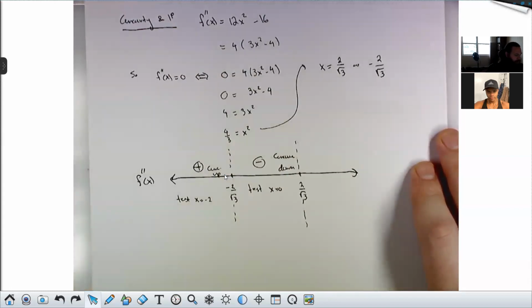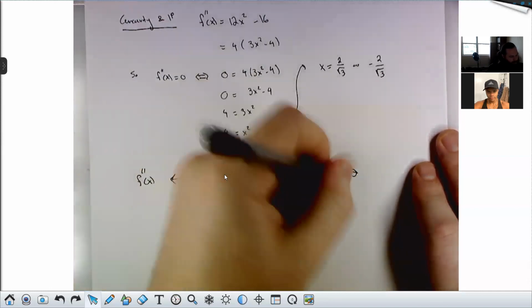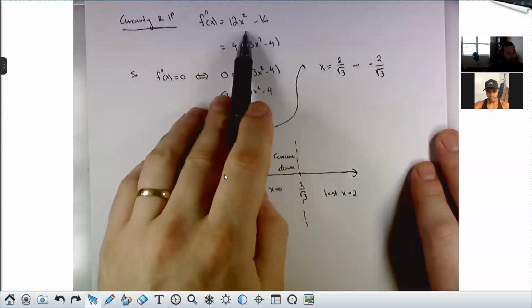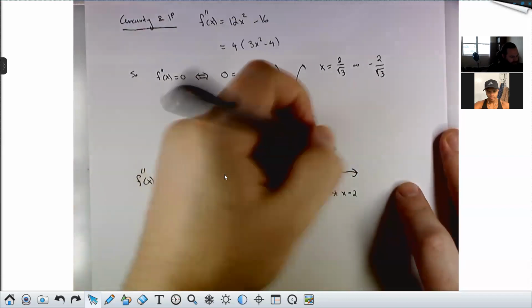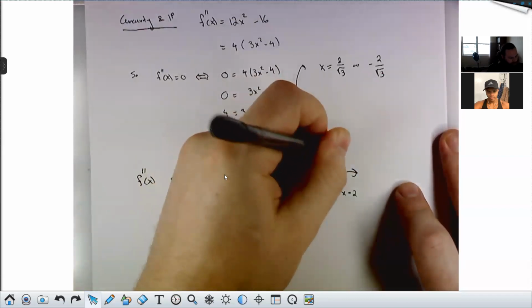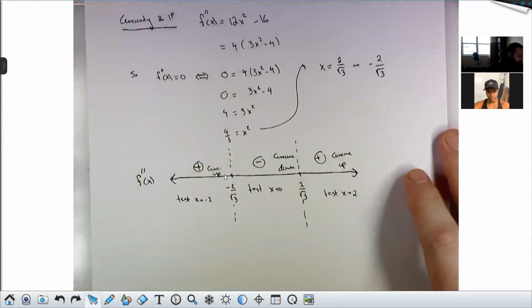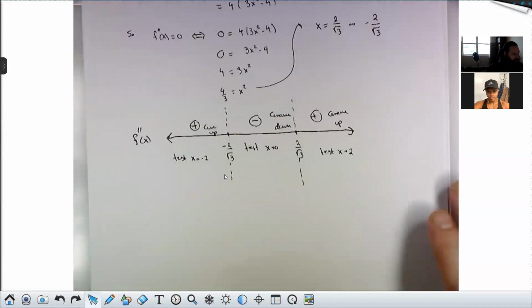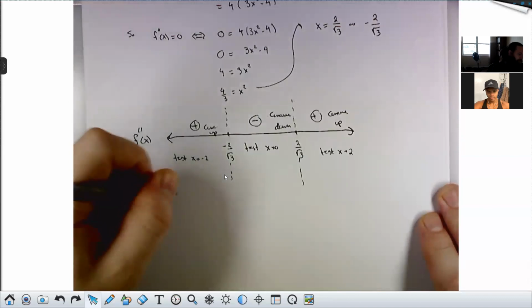And to the right of 2 over root 3, you could test x equals 2. And again, this is an even function right here. The second derivative is even, so you know you're going to get the same thing you would there. This is going to be positive. So back to being concave up there, will be 48 minus 16 again. So putting all of this together into the number line, giving us the shape of f of x.